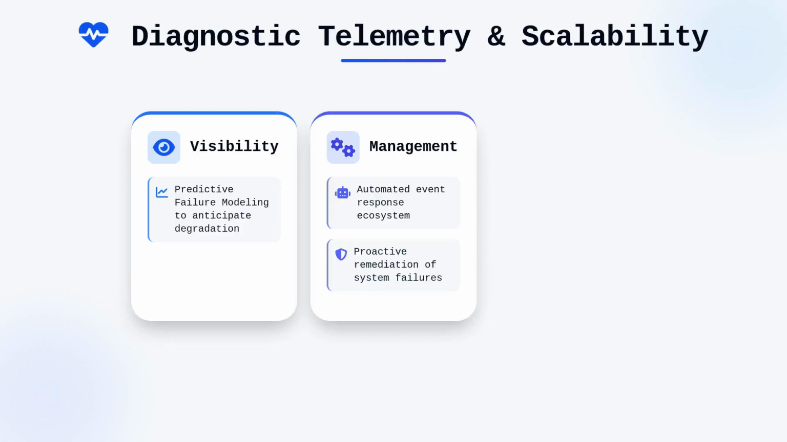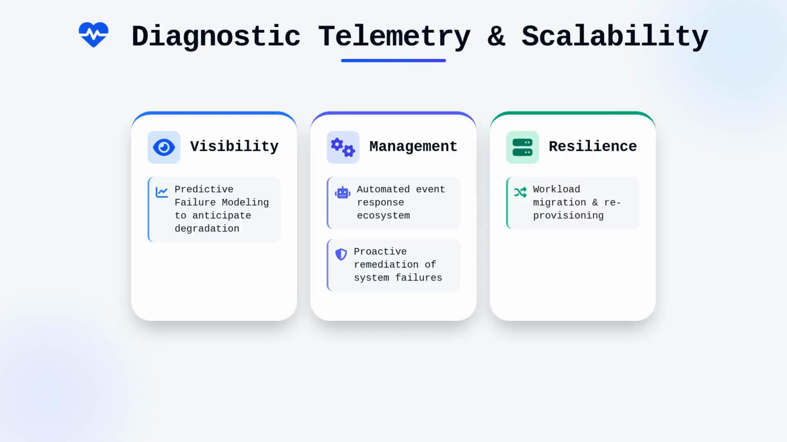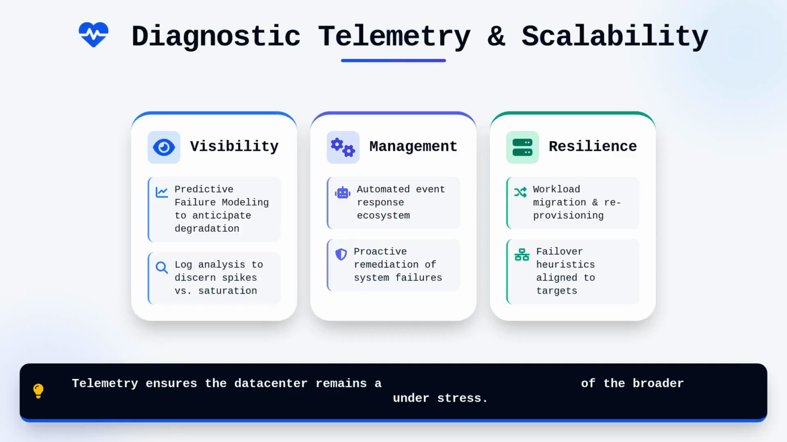Rapid remediation strategies, such as automated server reprovisioning or workload migration, are only effective if your infrastructure is designed with failover heuristics that align with your specific performance targets. You must be comfortable interpreting the system logs and metric outputs to discern the difference between transient spikes and genuine capacity saturation. By understanding these diagnostics, you ensure that your data center remains a coherent, responsive part of the broader hybrid ecosystem under varying stress conditions.